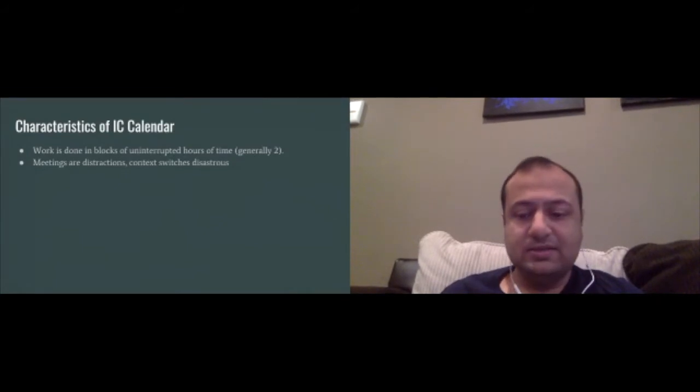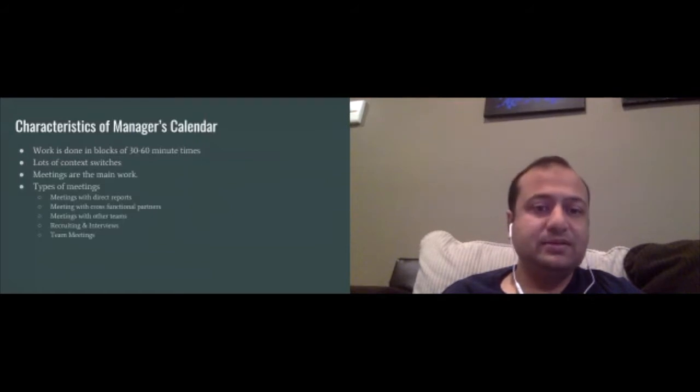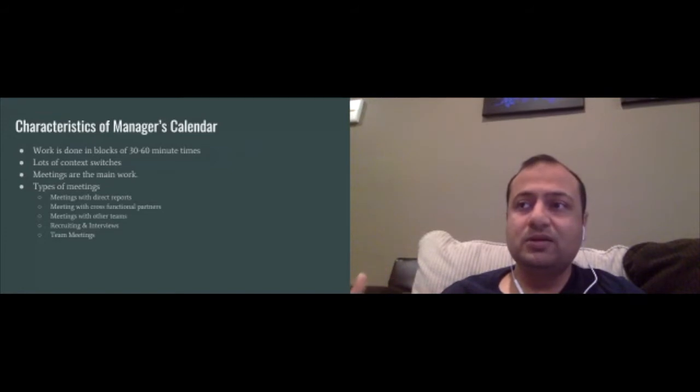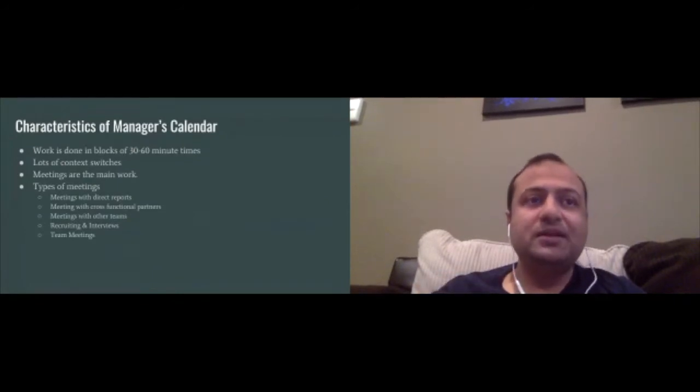That's what the characteristics of an IC calendar look like. Let's move into what a manager's calendar looks like. So as I said before, 30 to 60-minute time blocks. So whenever you're going into a meeting, you are going to do a context switch within 30 to 60 minutes. So you do not get a chance to delve deeper into the problem, but rather you're looking to set up context and come out of the meeting with some small actionable items which you can get to afterwards.